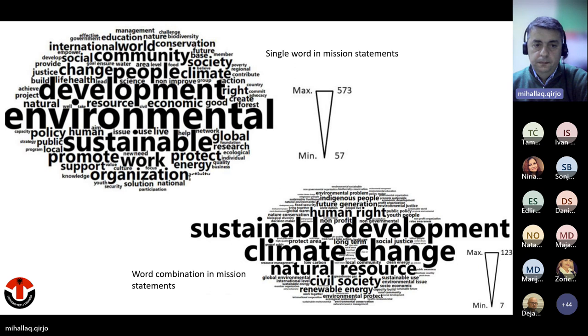Part of this research is also an assessment of their mission, and how much those organizations repeat certain keywords. Among single words in the missions, we see development, environmental, and sustainable are more in focus. Among combinations of two words, we see sustainable development, climate change, natural resources, as well as human rights. Those are the typology of actions that many NGOs state they would work on.